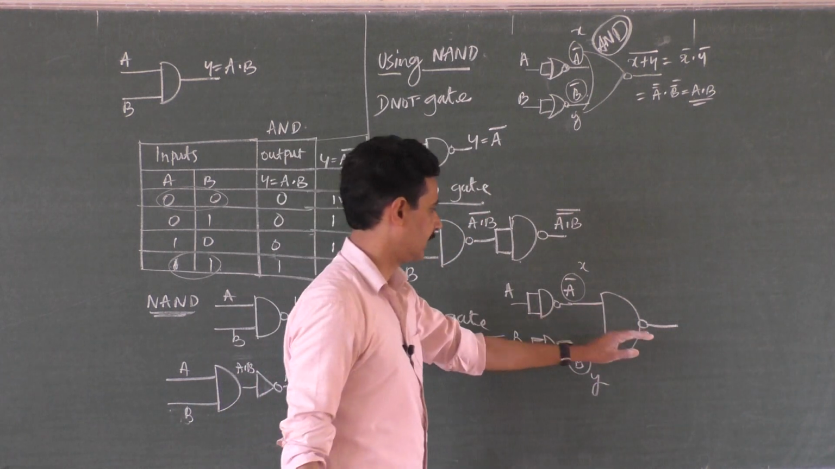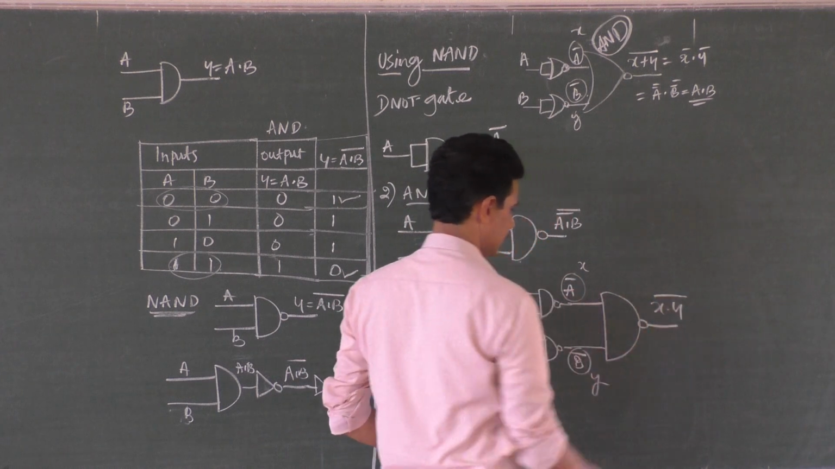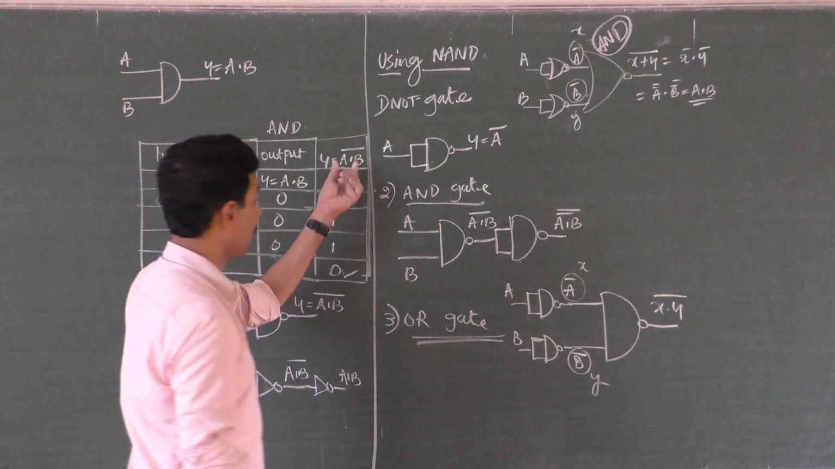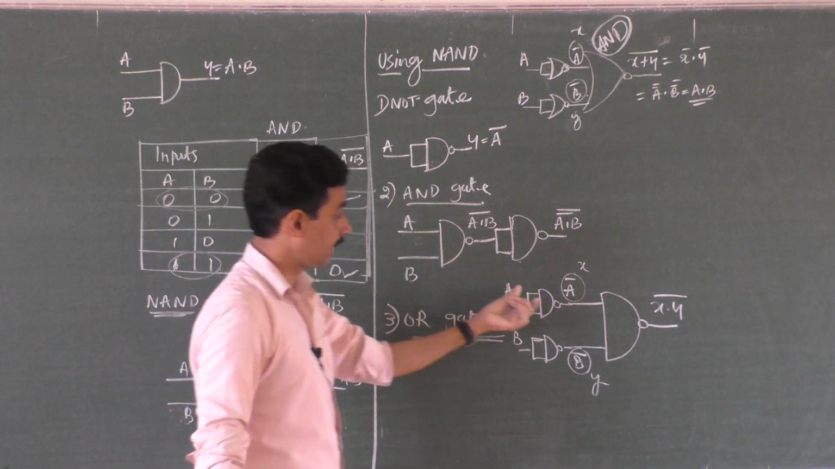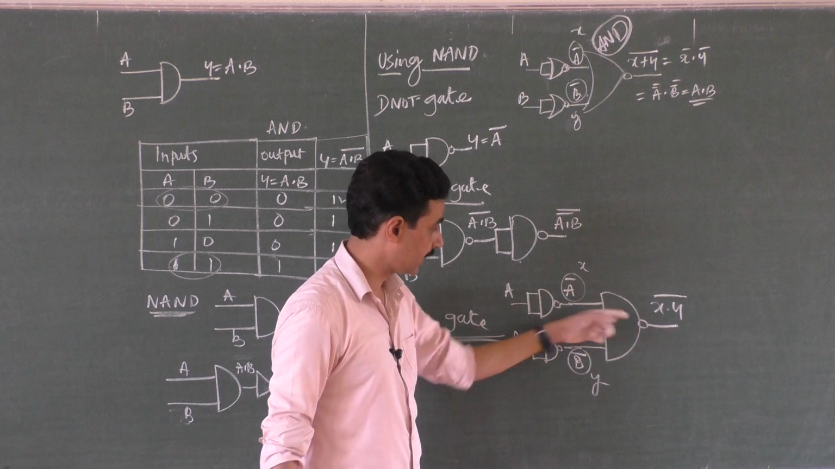What is the output here? X dot Y whole bar, isn't it? Because this is NAND. What is NAND? A dot B whole bar. But in the place of A and B, we have X and Y, so the output is X dot Y whole bar.